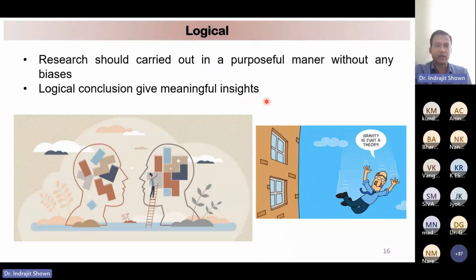This is the important meaningful insight, because whatever you get may not be beneficial for that particular journal or that particular scientific community. That's why whatever conclusion you are giving for your community, it should be meaningful and it should be constructive.